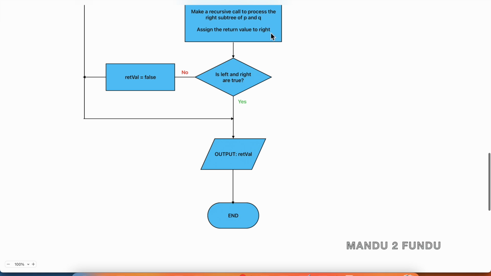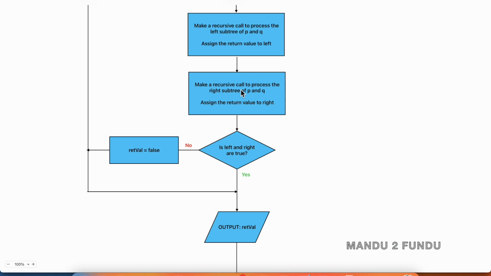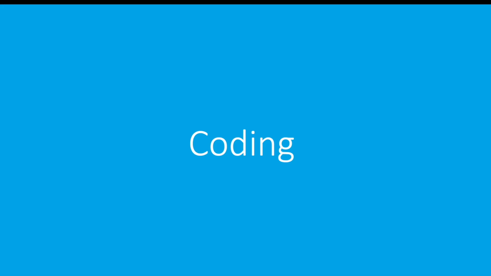Once we get the results from the left and right subtree calls, we check if both are true. In that case, we can declare the tree is the same. Otherwise, we update the return value to false and return retval back to the caller. Let's move on to coding.